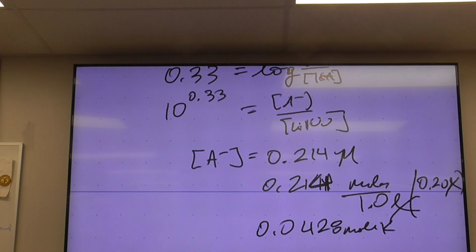moles of potassium fluoride. Now, if I ask you to actually measure out the grams, what would be your next step? Just multiply that by the molar mass of potassium fluoride. Okay? Got it? Good.